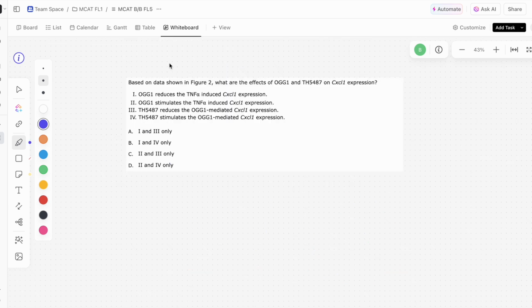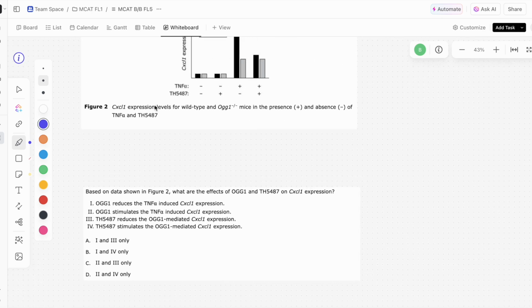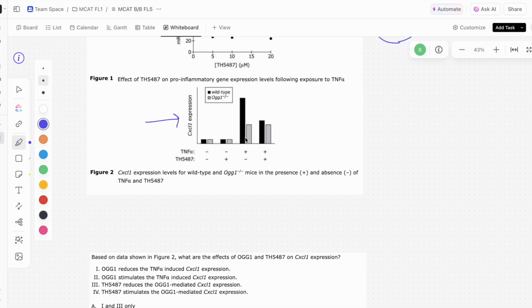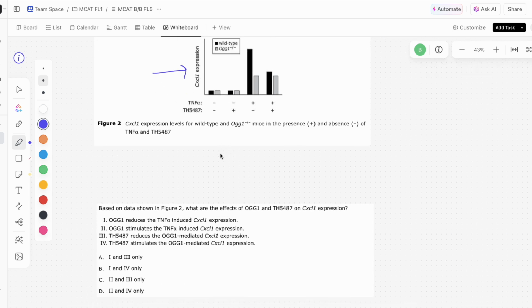Okay, so this is the next question. It says, based on the data shown in figure 2, what are the effects of OGG1 and TH5487 on this gene expression CXCL1? So let's look at the options here. And well, first let's look at the figure. This is figure 2 right here. That's what we're working with for this question. Now, the first statement says OGG1 reduces the TNF-alpha-induced CXCL1 expression. Statement 2 says the opposite. OGG1 stimulates the TNF-alpha-induced CXCL1 expression.